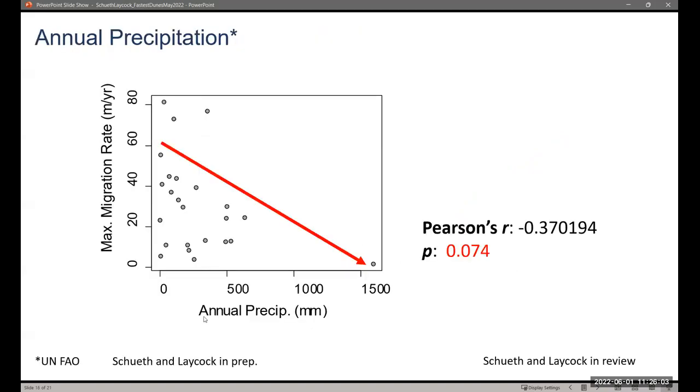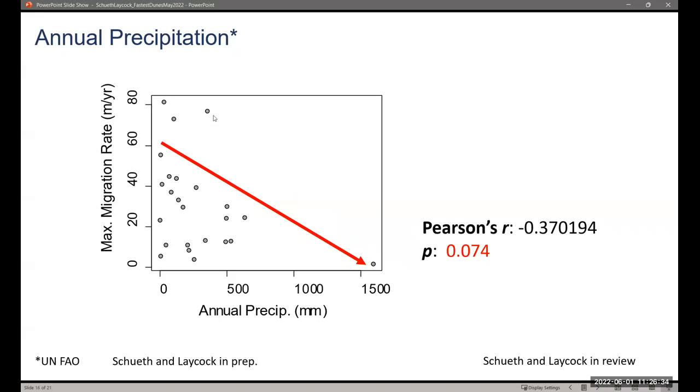The other thing we compared to is annual precipitation. And this is that data showing the max migration rate on the y-axis and annual precipitation from the UN's FAO website, which is a global assessment of water and water resources. And they have a great website. We can go and find out all sorts of things like annual precipitation for these different locations. And this one has a very weak and statistically insignificant correlation between max migration and annual precipitation.